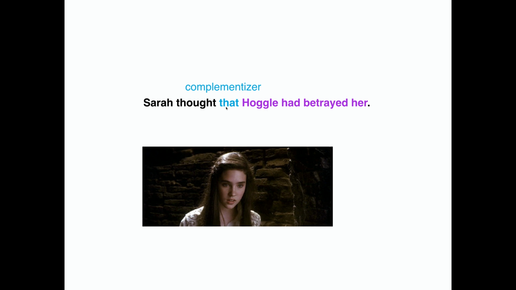And what that does is allow an entire sentence, Hoggle had betrayed her, to be the object of the verb think, right? This is the thing that Sarah thought, that Hoggle had betrayed her, right? So we have this entire sentence that is the complement, as introduced by this complementizer, of thought, right? And so we call this thing a sentential complement. That is, it is a sentence that is the complement, right, of, in this case, the verb think.